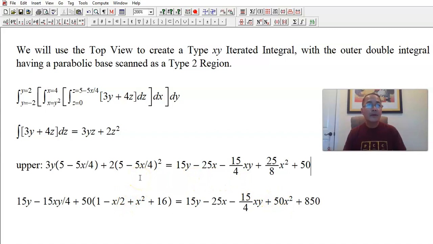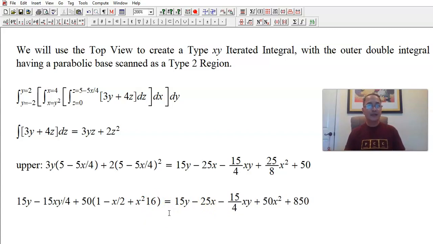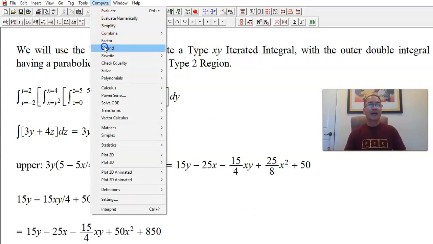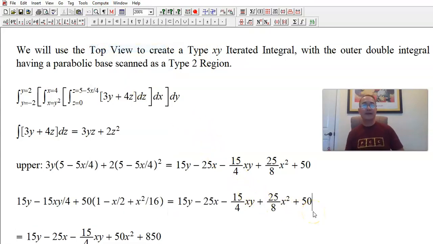So where did I go wrong? Oh, that's why. That should be x squared over 16. Let's try again. So compute and expand. Okay, now they're the same. So that's just the upper. The lower, oh, thank goodness, it's a 0.